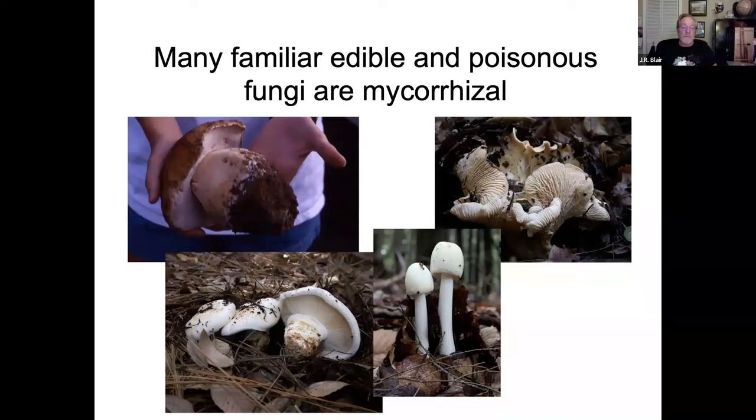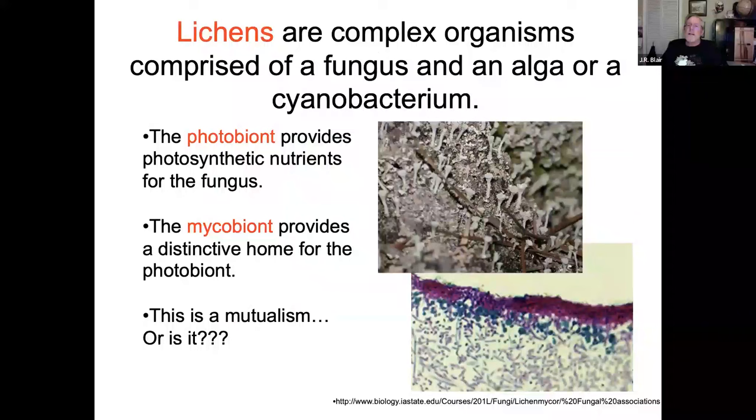Now, it turns out that lichens are frequently considered to be another mutualistic relationship between a fungus and, in this case, either an alga or a cyanobacterium. The photobiont, and this is a term that typifies the alga or the cyanobacterium, provides photosynthates, very, very similar to the way mycorrhizae work. And then the mycobiont provides a distinctive home for the photobiont. So it allows the alga or the cyanobacterium to live in a place where it otherwise wouldn't be able to.